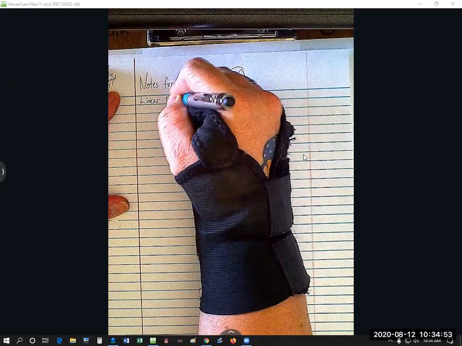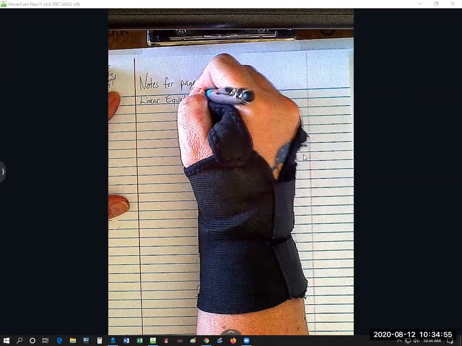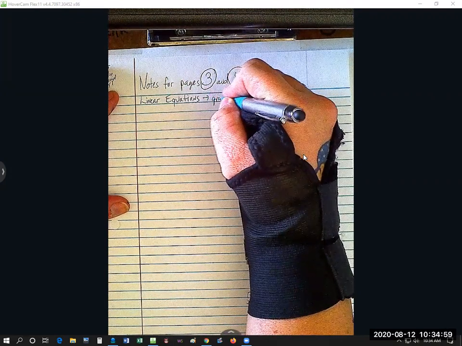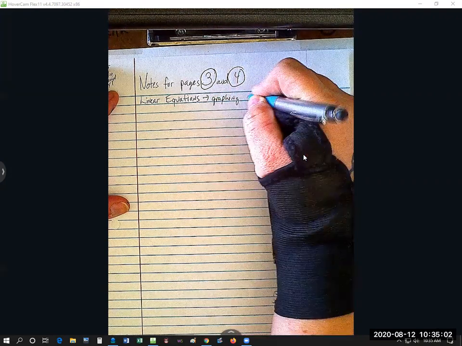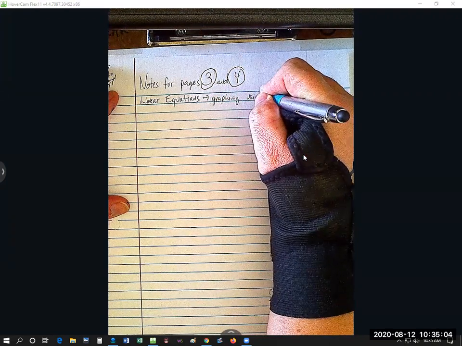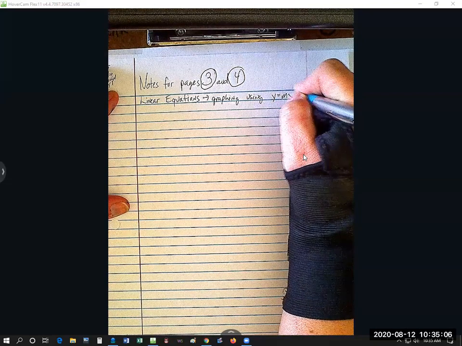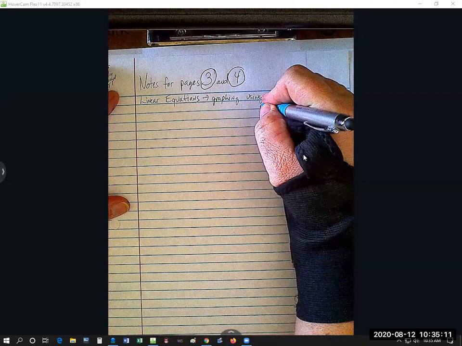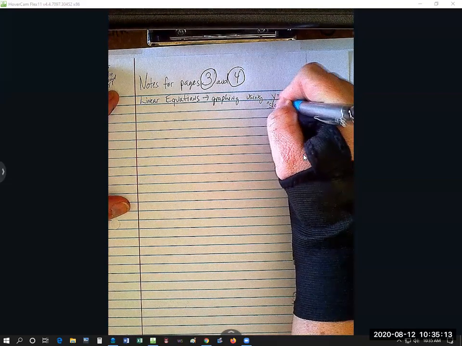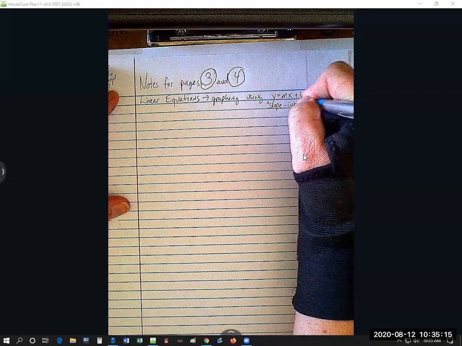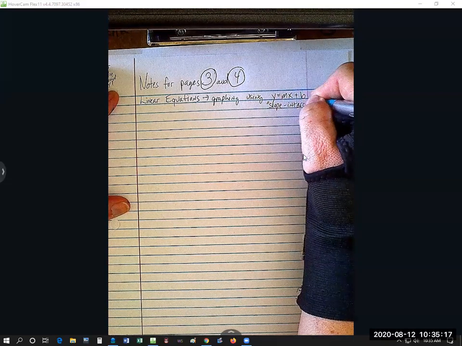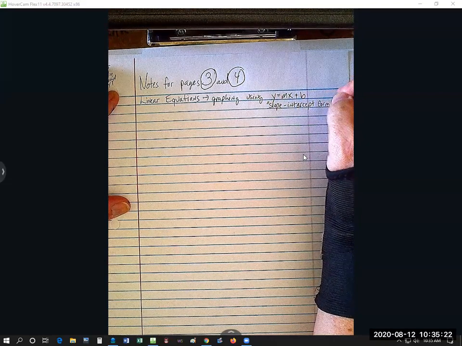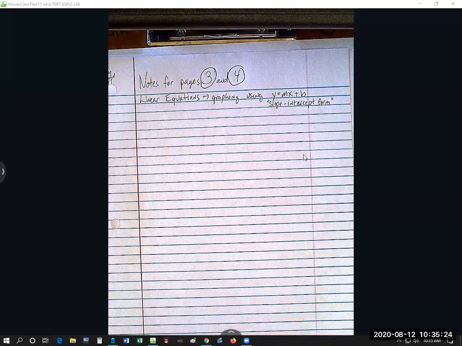And what we're going to do is look at graphing using the form y equals mx plus b. And this is called slope-intercept form. We get that name from the fact that the equation itself right here has both of them.